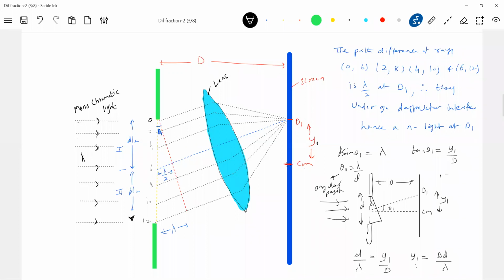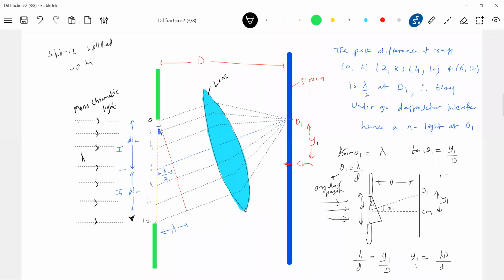Okay, now I'll split this screen into 3 parts. Now I made 2 parts. Sir, y1 is lambda d by d? Lambda into capital D by small d. Okay, that's some calculation mistake. Yes, y1 will be lambda capital D by small d. Okay, fine, thank you. This will be the linear position of that first minima.